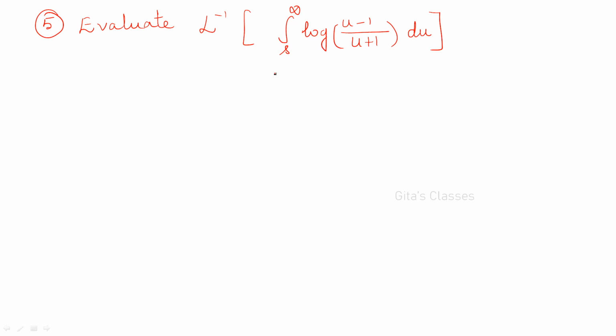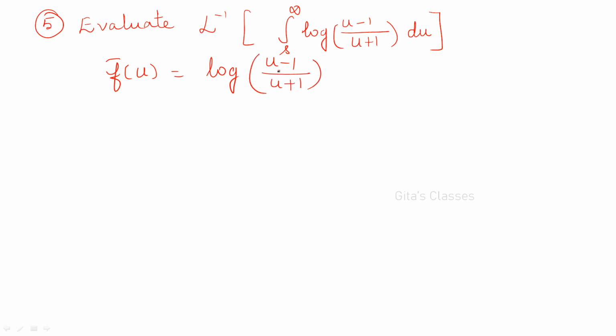It is a different question. Here the integral is there of course, but you have to evaluate this. L inverse of integral s to infinity is already there. So let us take here log of u minus 1 by u plus 1 du, and you have to replace it by s. So we can take it as a function of s. Okay. So log of u minus 1, whatever we are doing for s, you can apply for u also. So let us take f bar of u as log of u minus 1 by u plus 1.